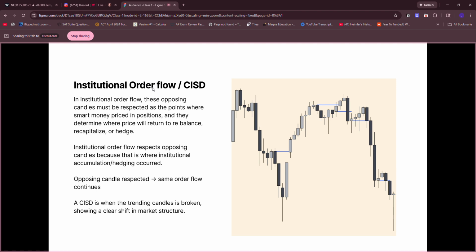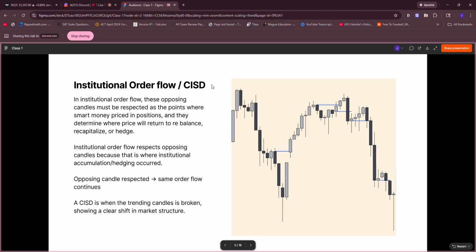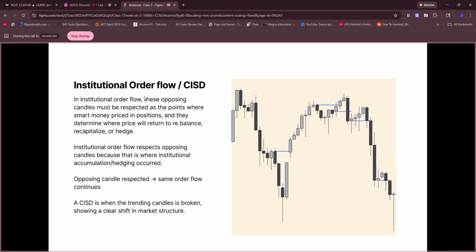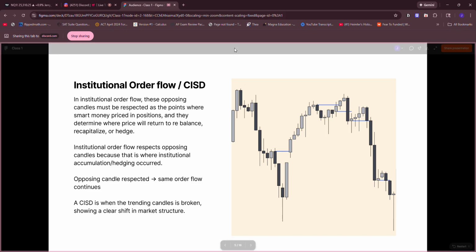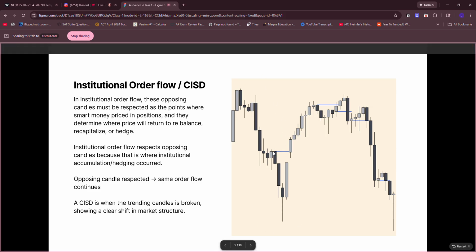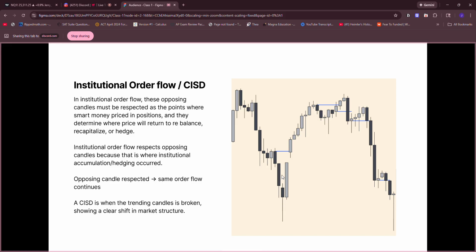So the next thing that we use is institutional order flow, or a change in state delivery. So this is basically where we have a trending market, such as in this example, right? We had a bearish trending market here, right? And then we had a change in state delivery, which is when the opposing candles, when down close candles get closed over to, right? Because in institutional order flow, opposing candles must be respected, as that's where smart money has put in their positions.